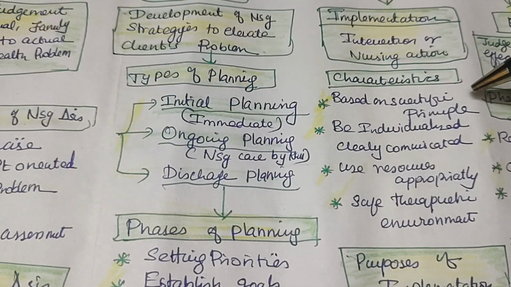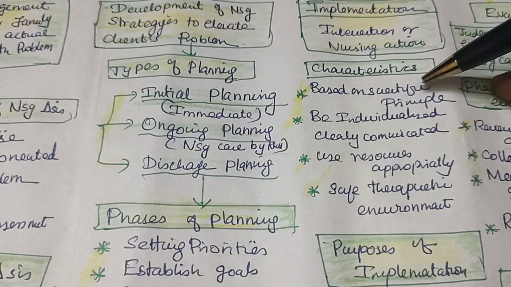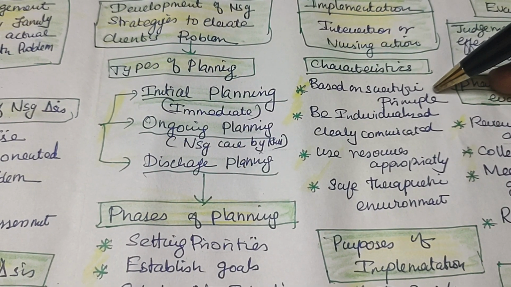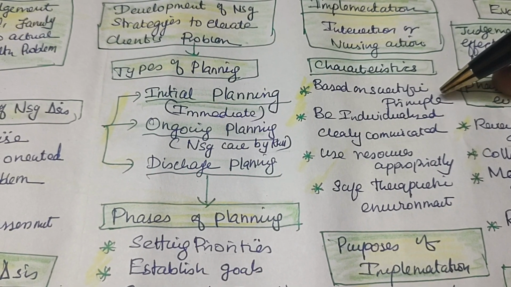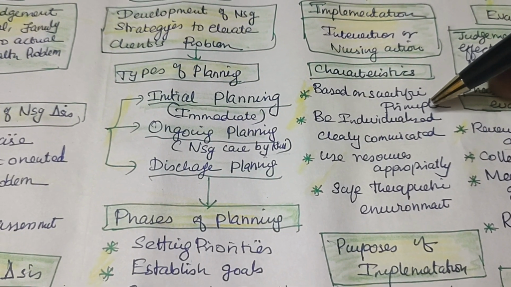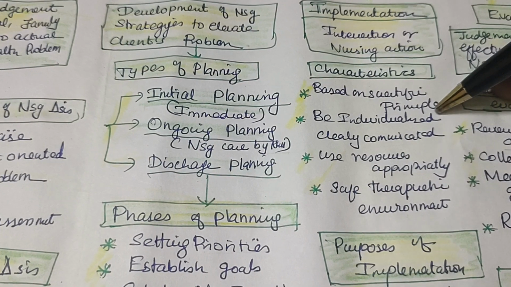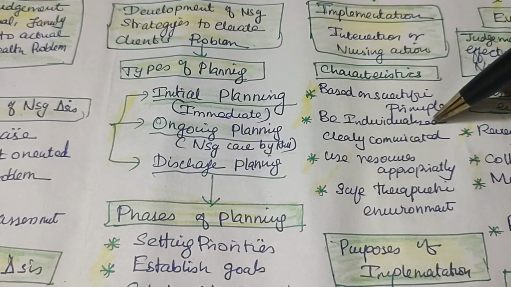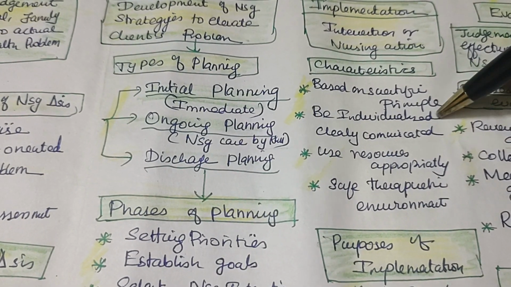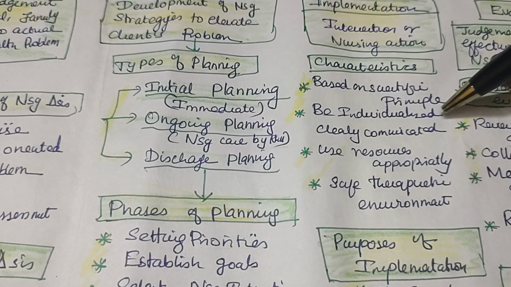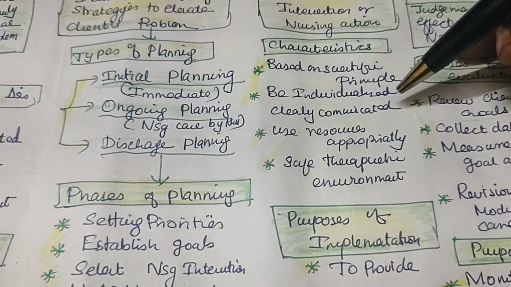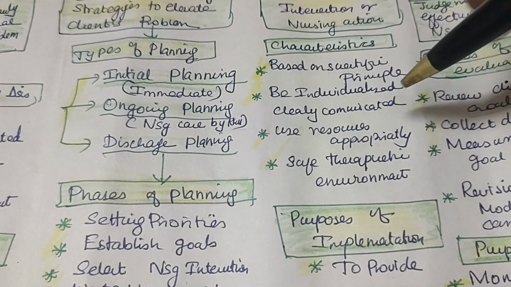So what are all the characteristics of implementation? Implementation is based on scientific principles. When you are giving back care, or giving a bed bath, which arm will be better, the farther arm or the nearer arm? Every scientific principle has to be followed, even in temperature checking and everything. Be individualized and clearly communicated.